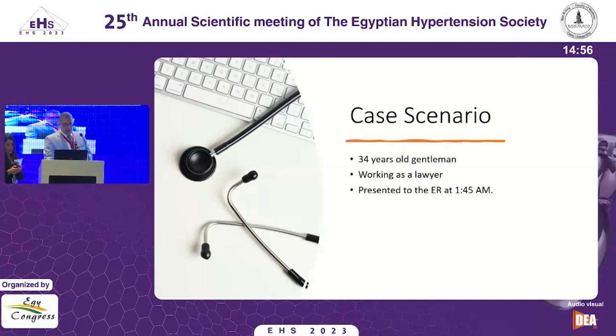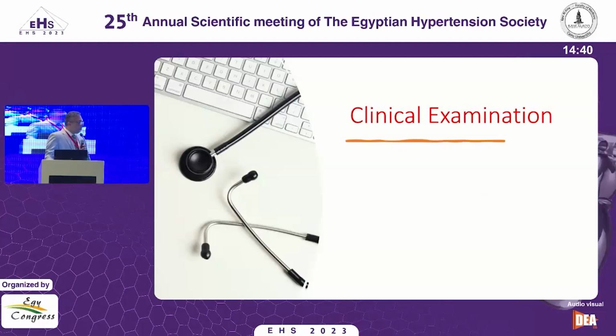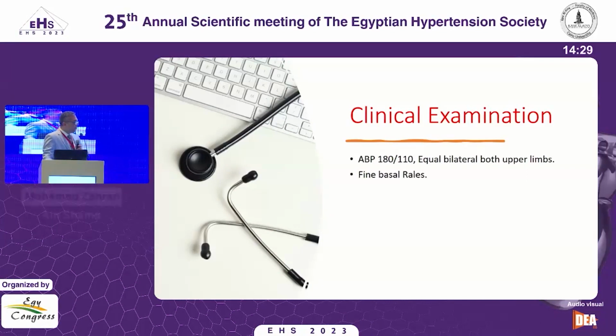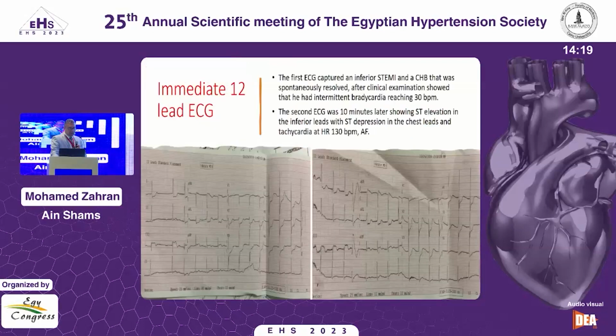So not to waste more time, this was a 34-year-old gentleman. He works as a lawyer, and he presented to the ER nearly at 2 a.m. in the morning with headache, chest pain, pre-syncope, and he was put on an immediate monitor, and ECG was performed in the ER. On examination, I was told that his blood pressure was 180/110, which was equal from both upper limbs, and the patient was congested with fine basal rales, and there was a murmur of mitral regurgitation heard at his apex.